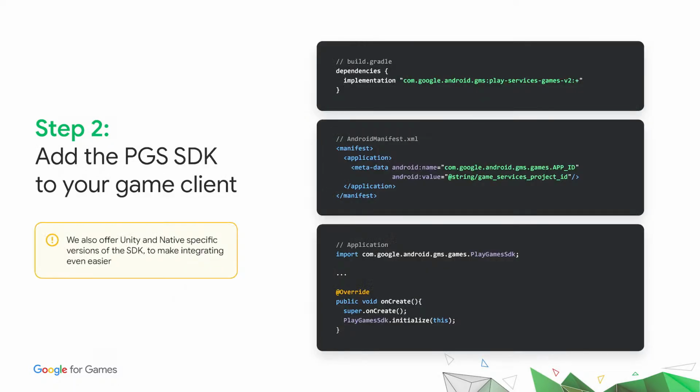Next, you'll need to pull in the Play SDK in your game client. In this example, we are using Java and Gradle. However, we also have native and Unity SDKs to simplify your developer experience with other setups. As you see here, you'll pull in the PGS SDK, specify your game's PGS project ID in the Android manifest, and finally instantiate the SDK in your application class.